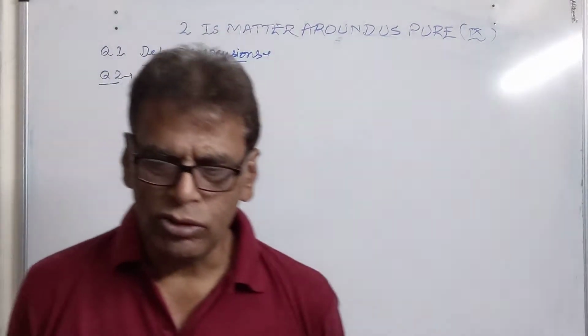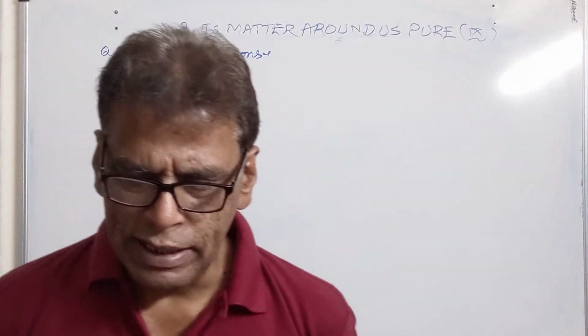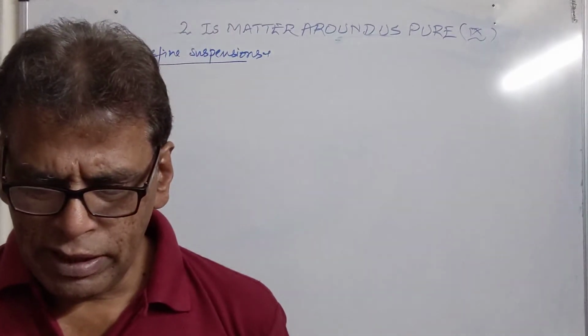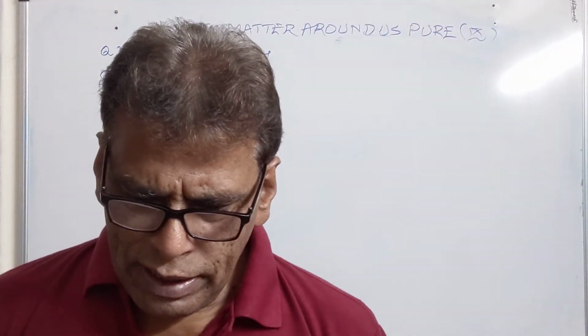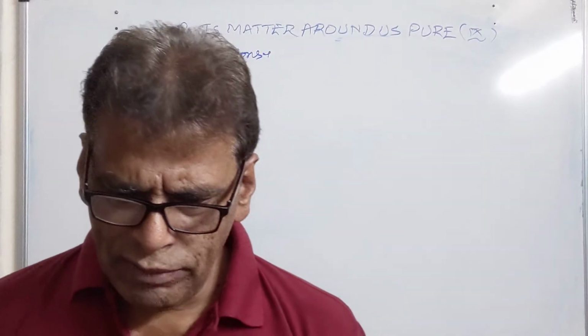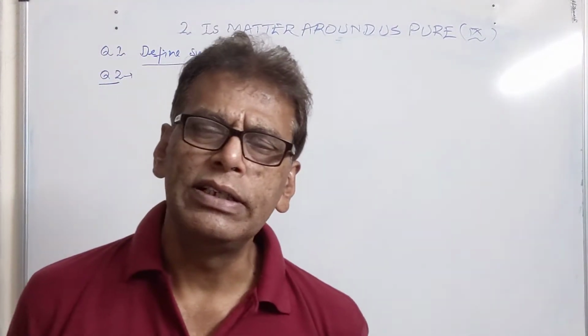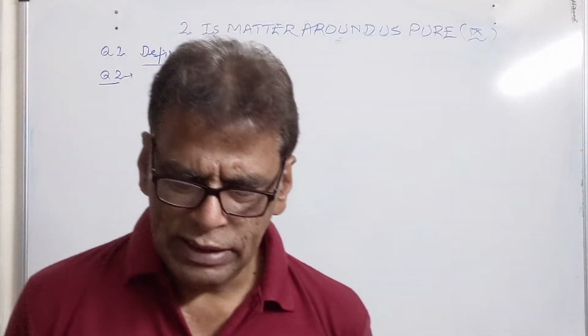Growth of a plant is a chemical change. Rusting of iron is a chemical change. Mixing of iron filings with sand gives us a mixture. Then cooking of food is a chemical change. Digestion of food is a chemical change. Freezing of water is a physical change.